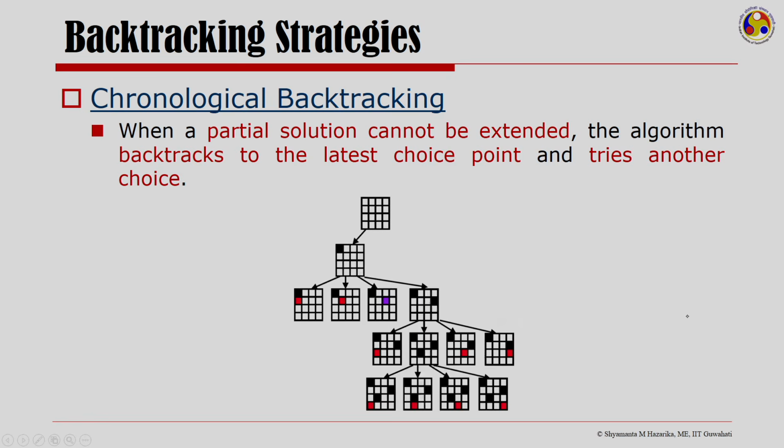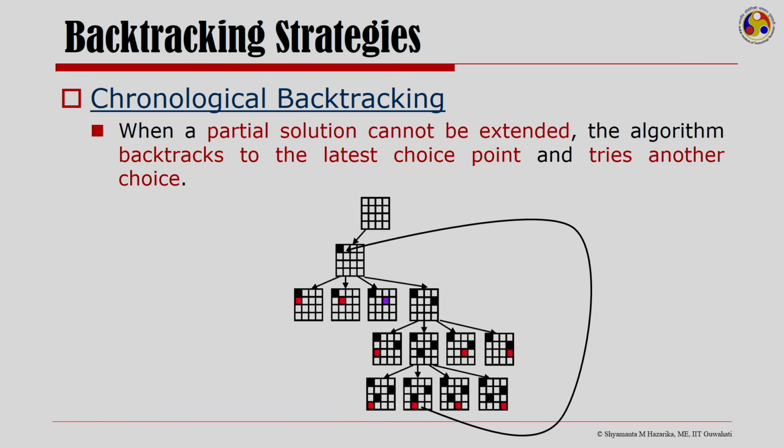But if we go one step forward, we realize that now it is no longer possible to have any legal position for our fourth queen. So we would need to backtrack again, but that backtracking would be to the last choice point which we have not yet exhausted. So this one is already exhausted, so we will go back here, and that would be chronological backtracking. This is something that we have also looked at when I was talking to you about the backtracking algorithm.